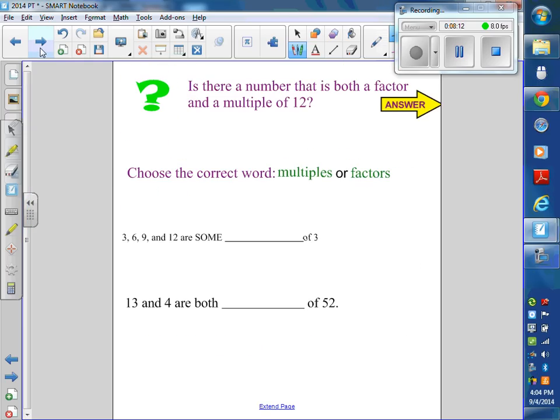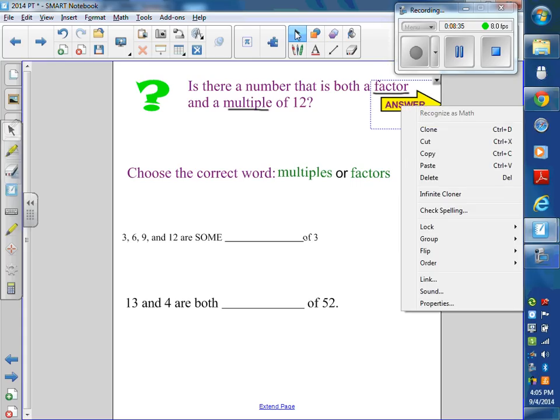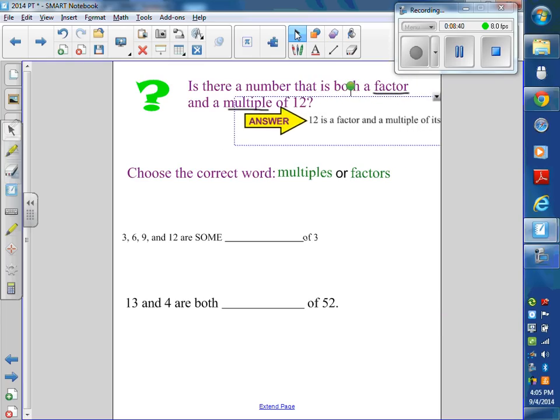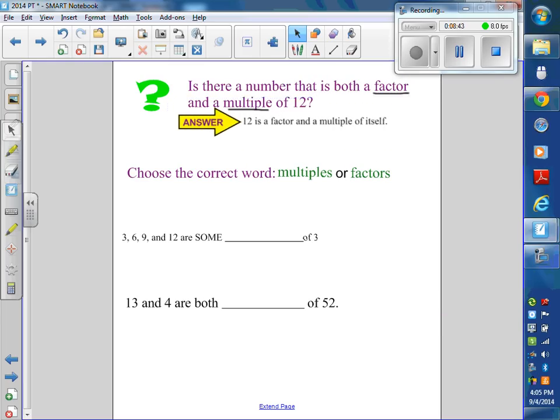See the question. Is there a number that is both a factor and a multiple of 12? Think about that before I show you the answer. So decide if you think it's yes or no. And let's look at the answer. What does it say here? The answer says 12 is a factor and a multiple of itself. So the answer is yes.